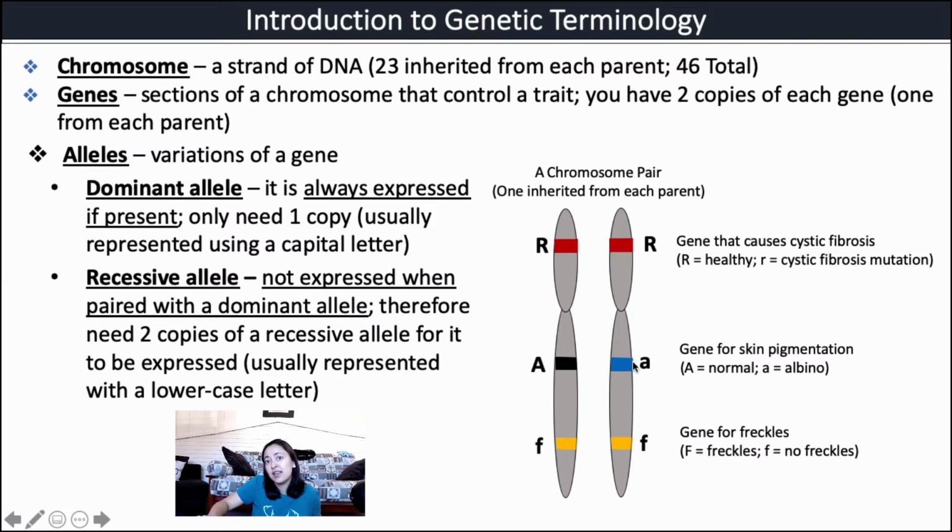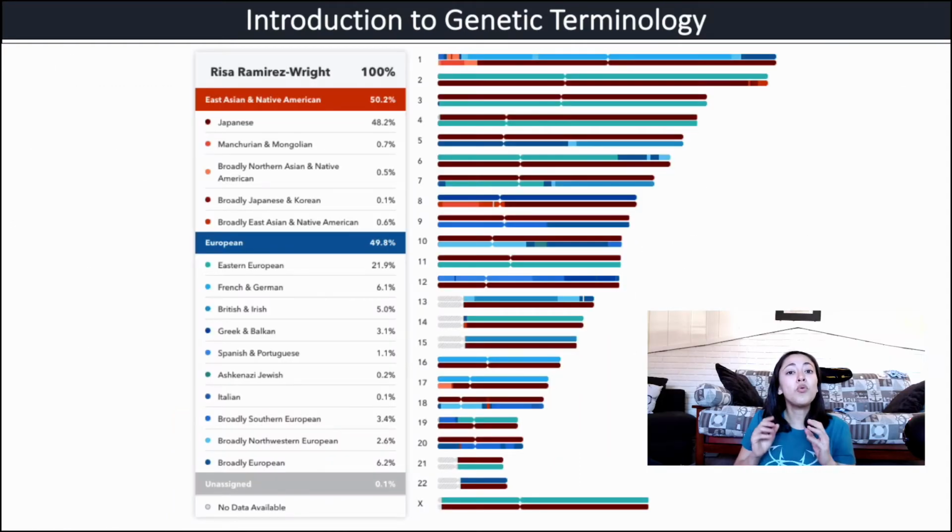It masks the recessive allele. So although they did inherit an allele for albinism, they're not going to display albinism because it's masked by the dominant allele that's present. It is really important to remember that you're getting one allele from one parent and the other allele from the other parent for a specific gene.